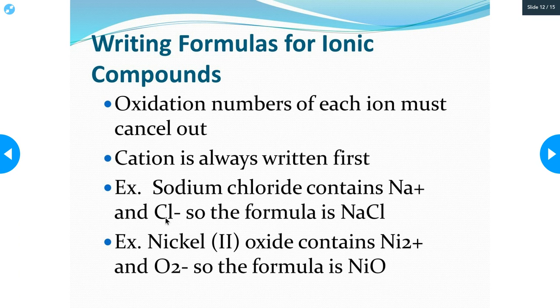Nickel 2 oxide. So we have a transition metal in here, so nickel has Roman numerals. And the Roman numeral 2 here indicates that nickel is giving away 2 electrons. So that's why we identify this as the 2 plus for nickel. And then oxide is just oxygen, which is a 2 minus. So once again, a perfect combination, 2 plus, 2 minus, that cancels out. So our formula is NiO.